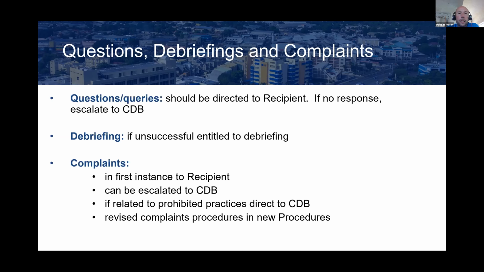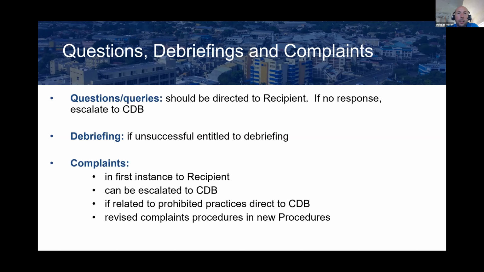And if you're not getting a suitable response from the recipient, or you need to complain about the recipient, then you can come directly to us at the bank. And you'll find, as I said earlier, the full complaints procedures as an annex to the procurement procedures, which sets out exactly what information we would expect to see and how you can structure your complaints.